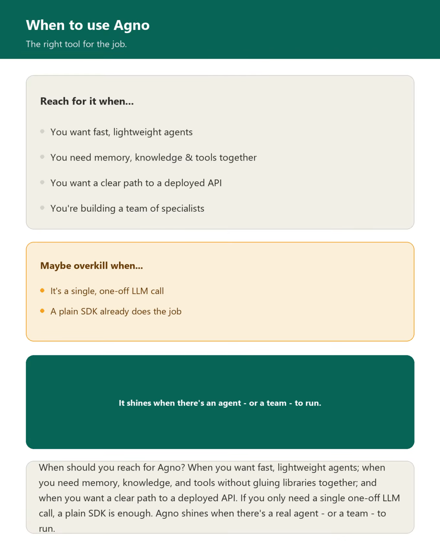When should you reach for Agno? Use it when you want to build agents fast and keep them lightweight, when you need memory, knowledge, and tools without gluing libraries together, and when you want a clear path from a prototype to a deployed API. If you only need a single, one-off LLM call, a plain SDK is enough. Agno shines when there's a real agent, or a team, to run.